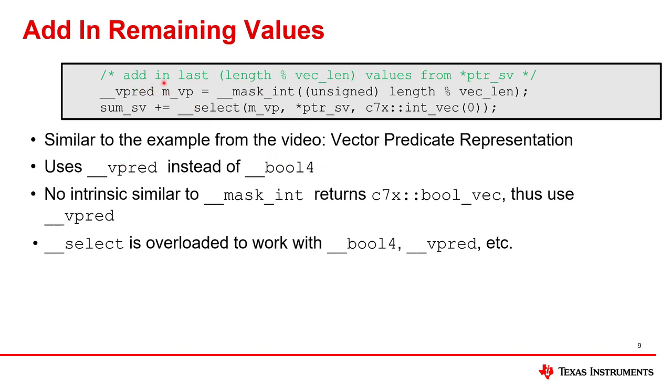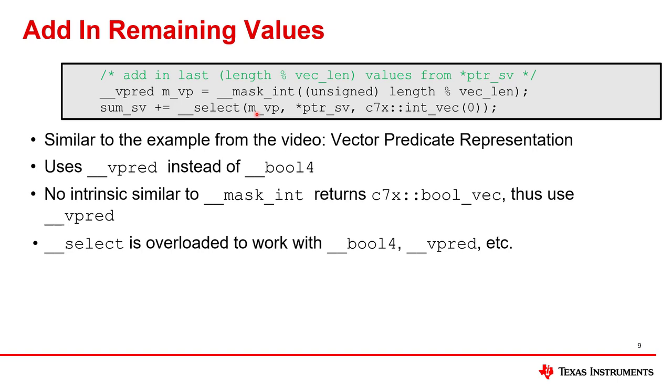The reason we're using vpred here is because there is no intrinsic similar to mask int that returns a C7X bool vec. So we use vpred instead. What's happening is, instead of length mod 4, it's length mod whatever the vector length is in this case. Keep in mind that veclen is a variable when we're looking at the code, but at compile time it's constant. And then that puts a mask into the variable MVP.